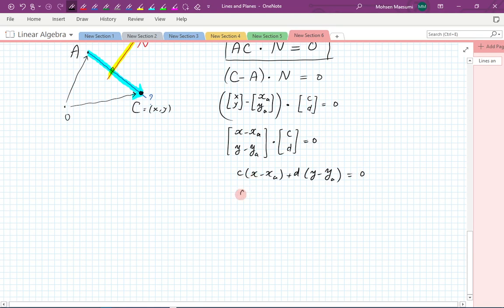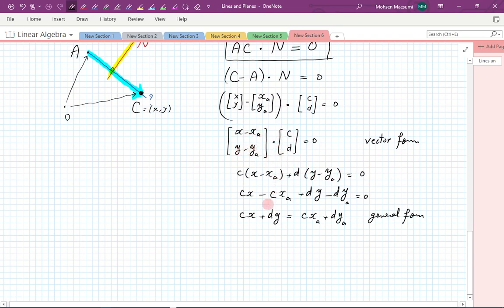Well, simplify it. Something times x minus that thing times xa, some number times y minus that number times ya has to be 0. X and y were for the variable point C, so let me put them next to each other: Cx plus Dy. If you wish, take these two to the other side, it becomes Cxa plus Dya. So what do we have now? Cx plus Dy equal to some number, and we have arrived at what we called in high school the general form. This is going to be the vector form.